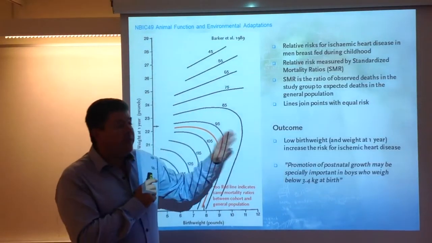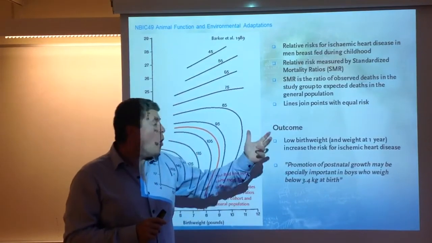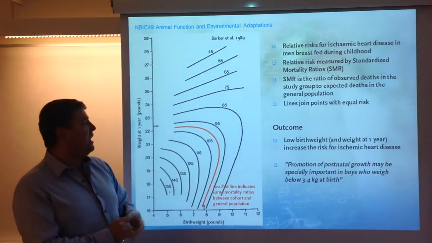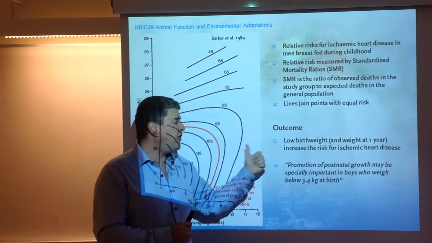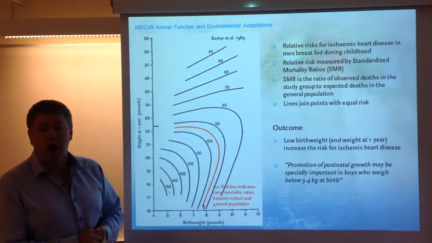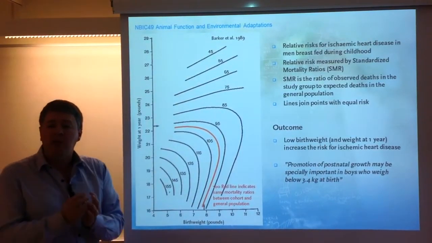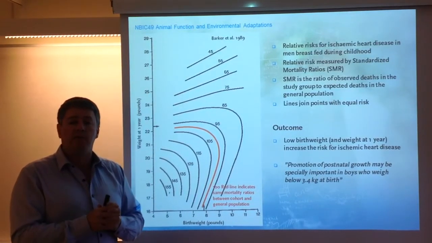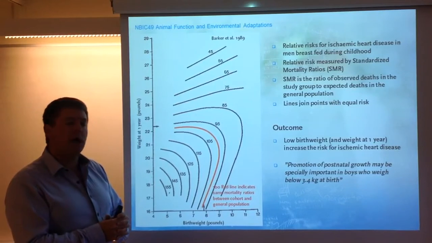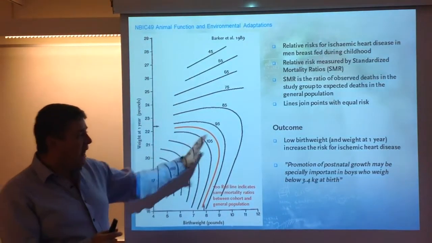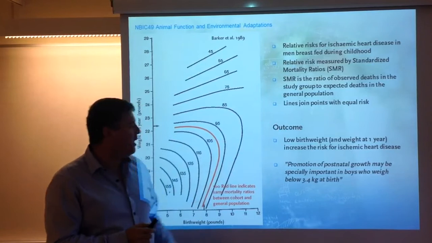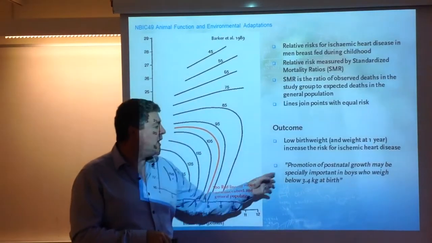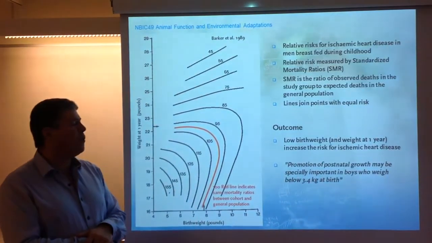The outcome of this study, therefore, is that low birth weight, or also the weight at 1 year of age, is important because it increased the risk of death and the risk of ischemic heart disease as well. Ischemic heart disease is the situation in which the heart does not receive enough oxygen and suffers what would be a heart attack, a heart infarct. Another outcome from this study was that promotion of postnatal growth may be especially important in boys who weigh below 3.4 kilos at birth.